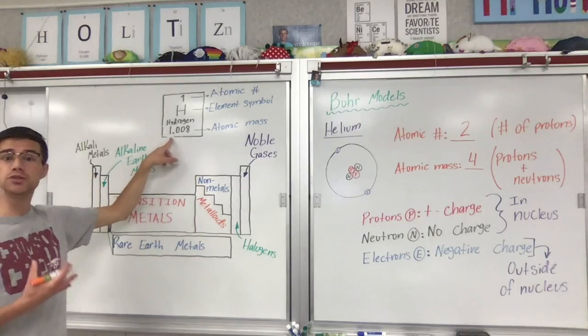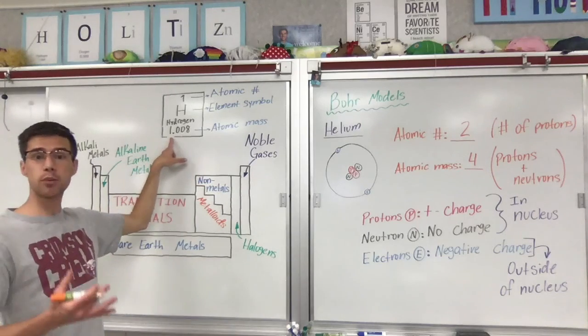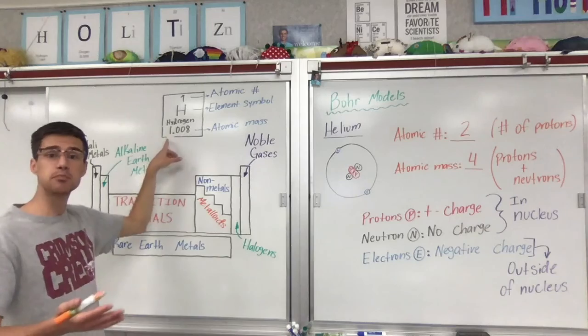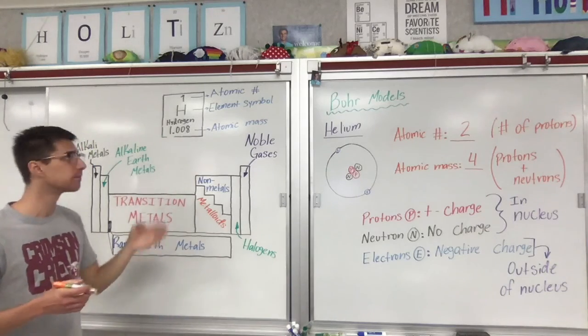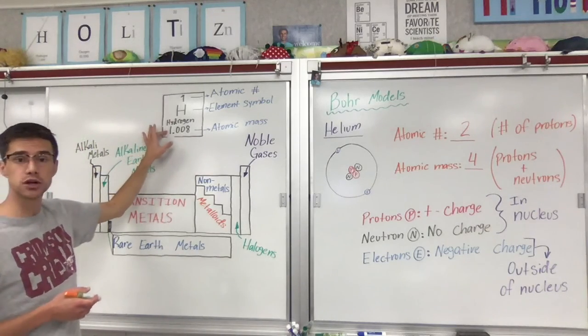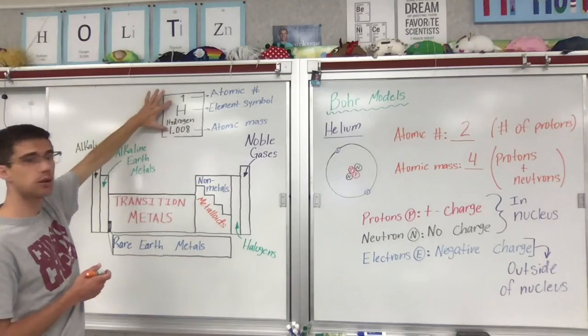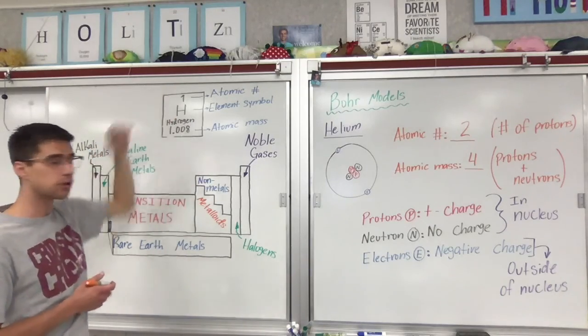So hydrogen, if you didn't already know, is just a proton and an electron, right? Still has to balance out the number of positives and negatives, but it doesn't have any neutrons, and we can figure that out because these 2 numbers are almost exactly the same, all right?